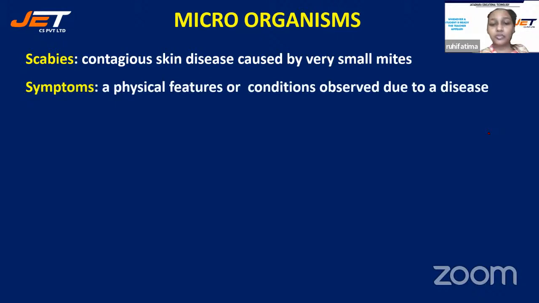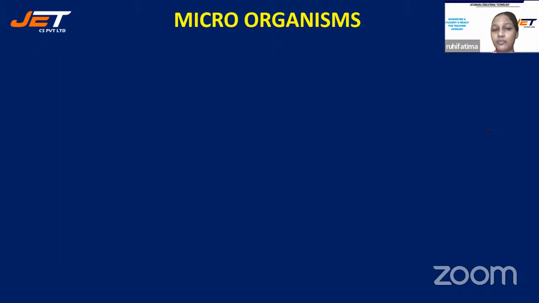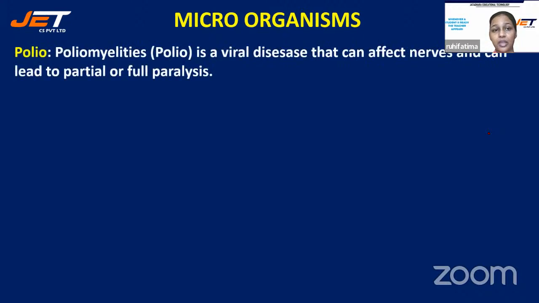Symptoms. What are the symptoms of scabies? Symptoms means what? A physical feature or condition observed due to a disease. Like when you have fever, then the symptom of fever is what? High body temperature, right? So symptoms basically means a physical feature or condition that is observed due to a disease or infection, you can say.